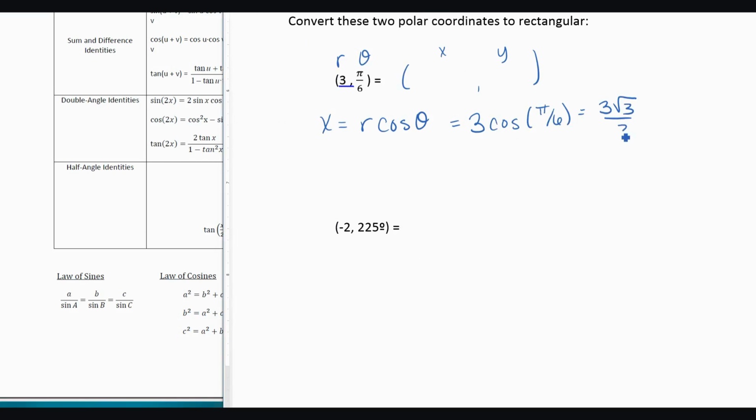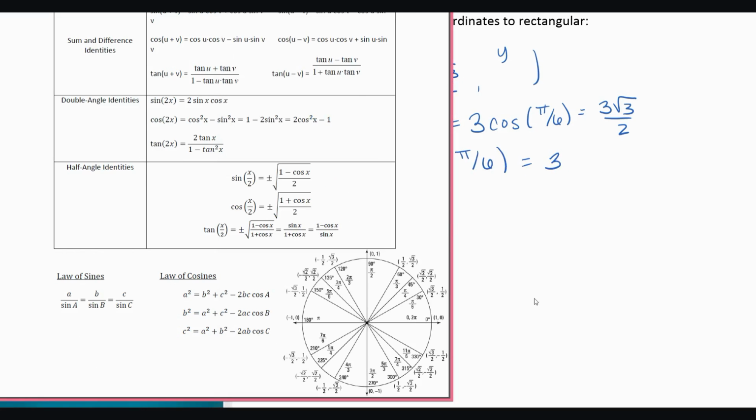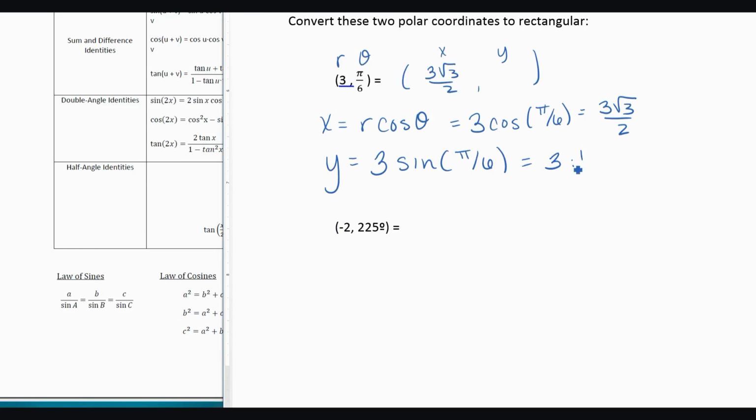So we'd have 3 times square root of 3 over 2, and that would just be our x coordinate. And our y would be r sine of pi over 6, which would be 3 times, and if we look at pi over 6, sine is 1/2. So this would just be 3/2. So in rectangular coordinates, this point is 3 square root of 3 over 2, comma 3/2.